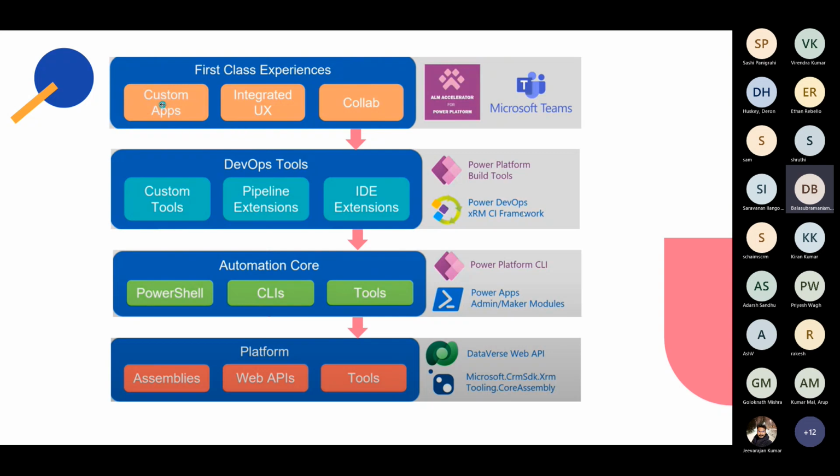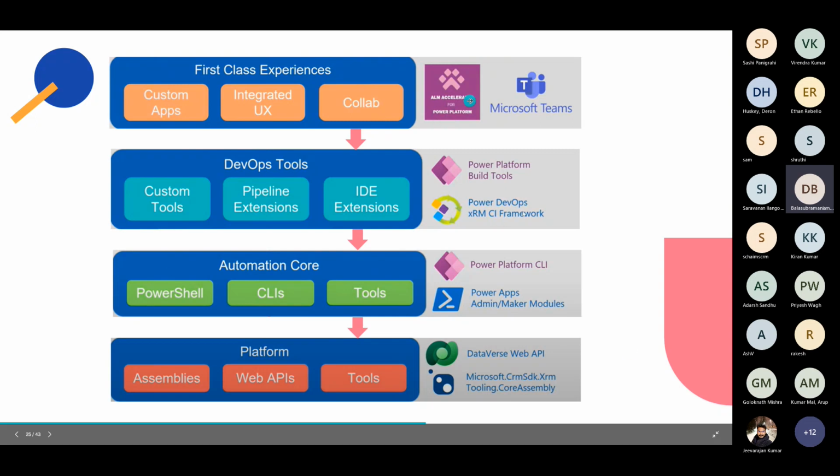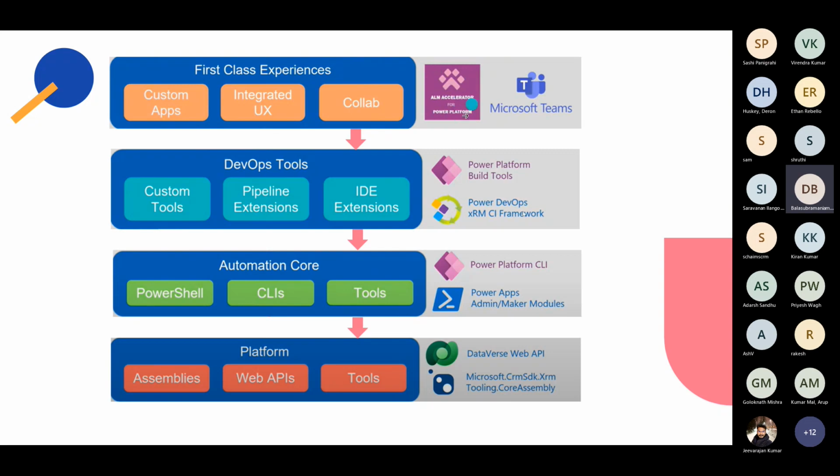You can either go for your own Canvas app or integrated UX, or use some third-party tools, or Microsoft now is giving the ALM accelerator for the Power Platform. If you are leveraging that, then it's pretty simple. You don't need to implement anything on your own. Everything is in place, and you can customize it however you want. You can just leverage this and easily achieve the ALM for the Power Platform.